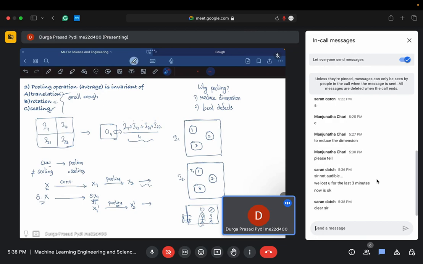So the answer for the question is, whatever transformations you are applying, if they are small enough, then a pooling operation is invariant to all of this. Yes, clear. So let's go to the next question.